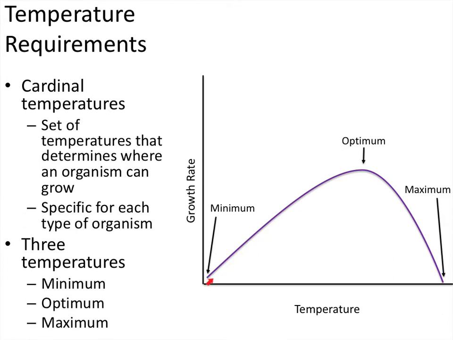The minimum temperature is the lowest temperature an organism can survive at. Growth typically is not happening very quickly, if at all. And if an organism drops below the minimum temperature, its plasma membrane or its cell membrane tends to freeze up. And once the plasma membrane freezes, even if the cytoplasm inside a cell doesn't freeze, it means that the organism or the cell cannot bring anything in from the outside or get rid of anything from the inside. And so that typically leads to death.